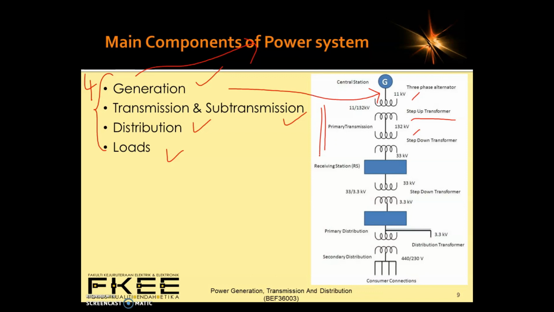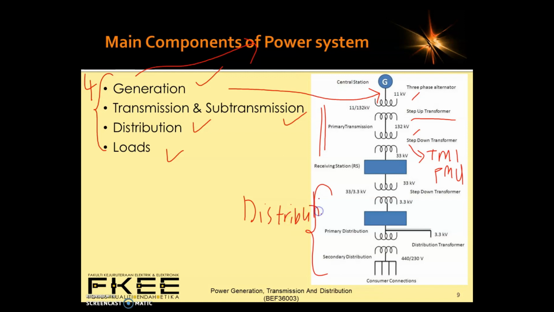And then after that, okay, we go to the step-down transformer. So for the step-down transformer, we have here the transmission main intake, or the PMU, pencawang masuk utama. Okay, so it will step down from 132 kV to 33 kV, in this case. And then we go down here to the distribution side.